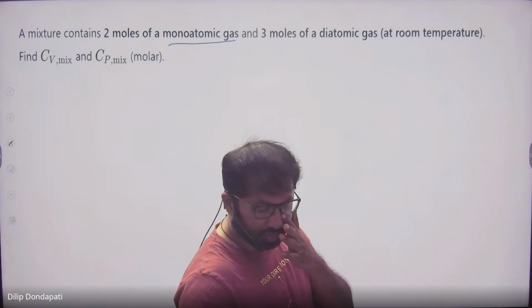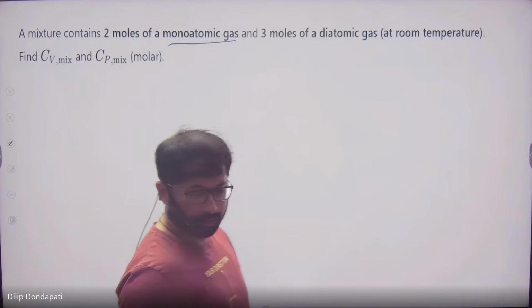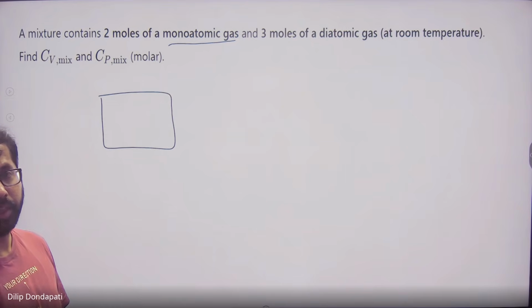Sir, 2.1 is CV1. Say it in fraction: 21/10, right? Wrong. CV1 is how much? See, sir, CV1 is 3/2 R. And CV2 is how much? CV2 is for diatomic. Sir, got it. One minute. Yes.